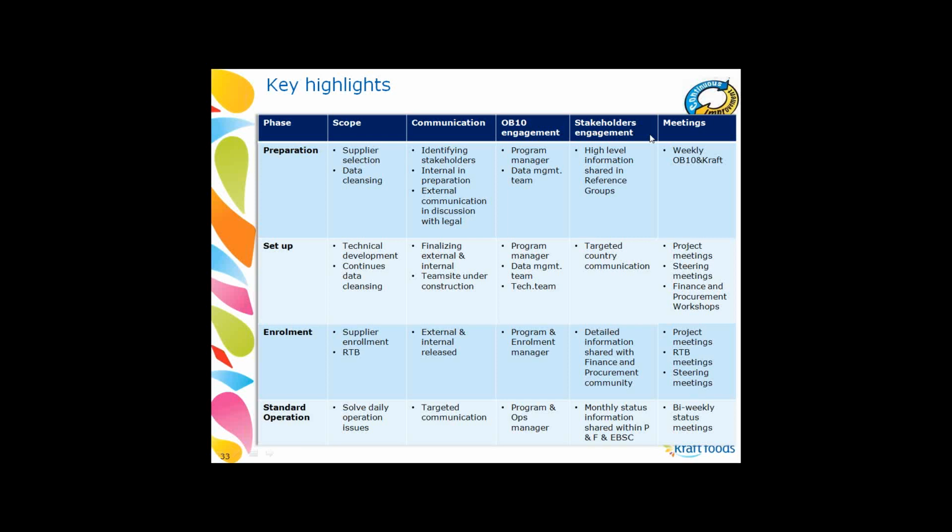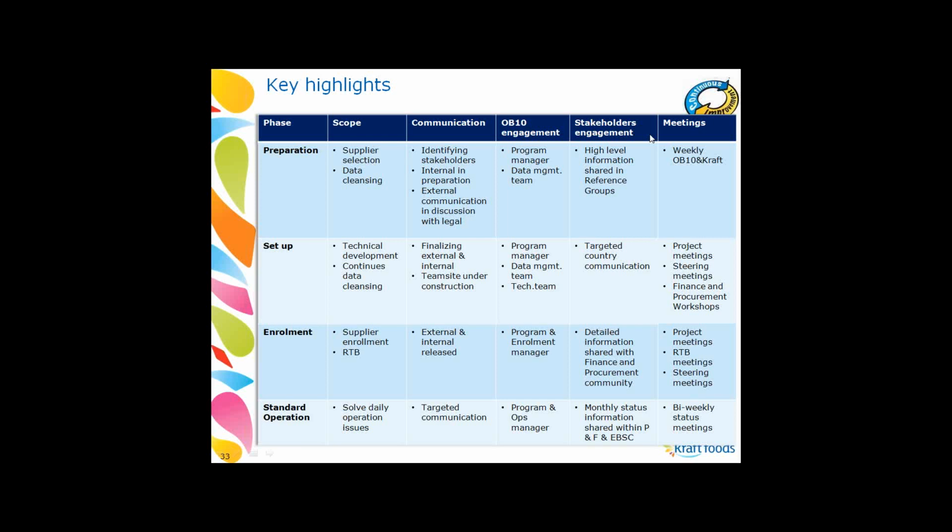Once the project is already more advanced, the project splits into two parts. One part is the project part, where you focus on releasing new campaigns and you focus on enrollment. And the other part is the standard operation, where you need to focus on solving day-to-day issues that our suppliers are asking or we are asking about.